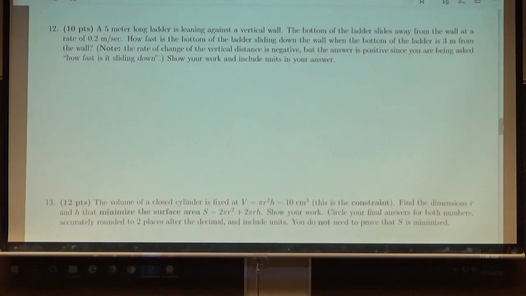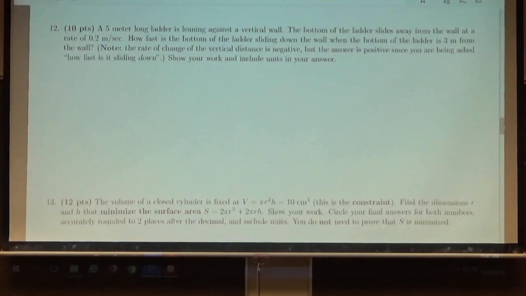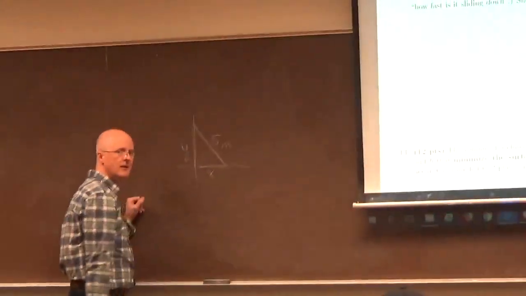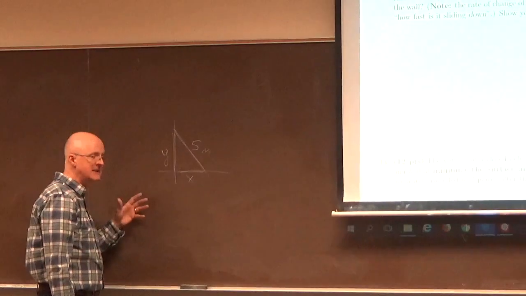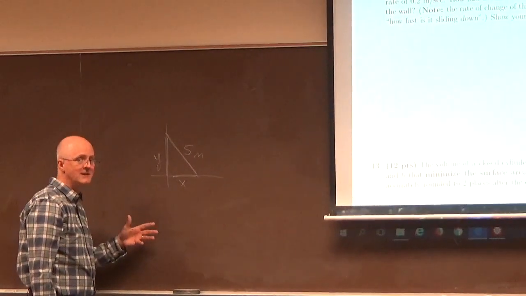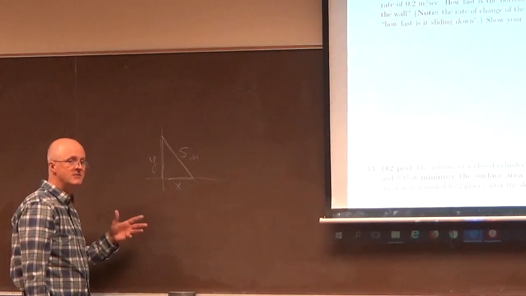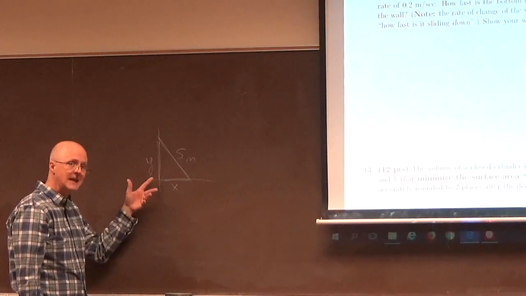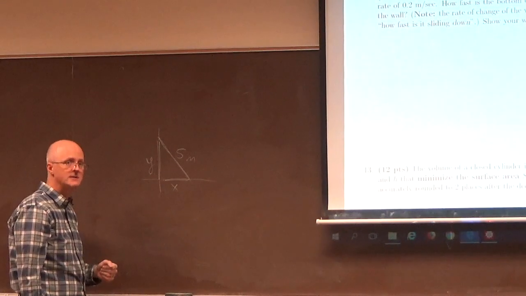Because things are changing. This distance right there is changing. The ladder's sliding away from the wall. This distance right here is changing. Call those variables. The length of the ladder itself is not changing. That's a number, 5 meters. But if you plug in numbers right away, you're missing the point. You're thinking about rates of change of things that are changing over time, and these things are related to each other. That's why it's called related rates.